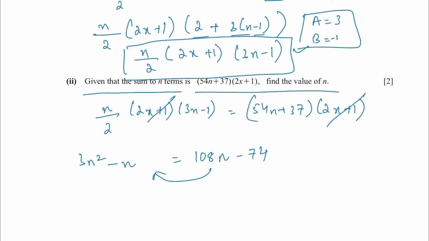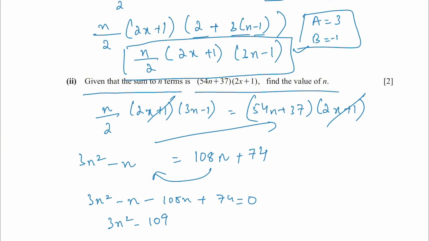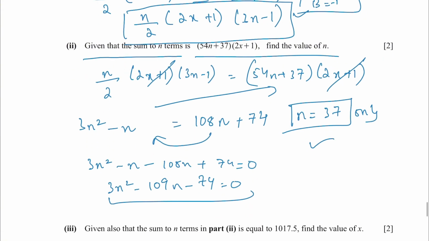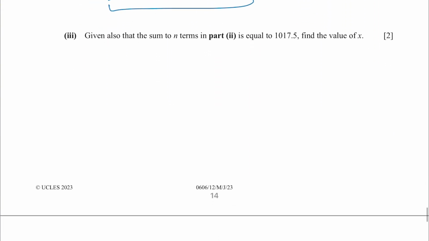We'll bring everything to the left hand side, so this would be 3n squared, negative n, negative 108n, positive 74 equals 0. This would be positive 74 since it is multiplied by 37. By solving this, we'll get 3n squared, negative 109n and negative 74. Now we can plug this into the calculator and we'll get n equal to 37 only, since n can't be negative.